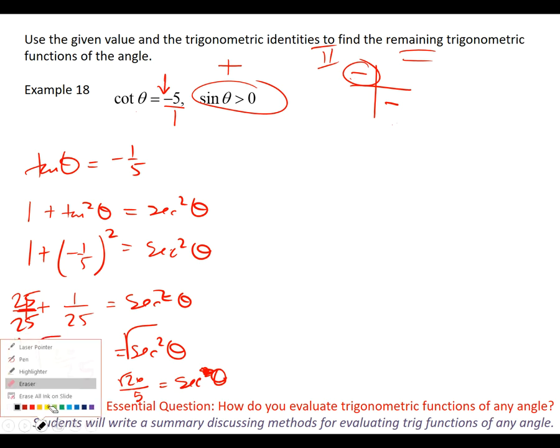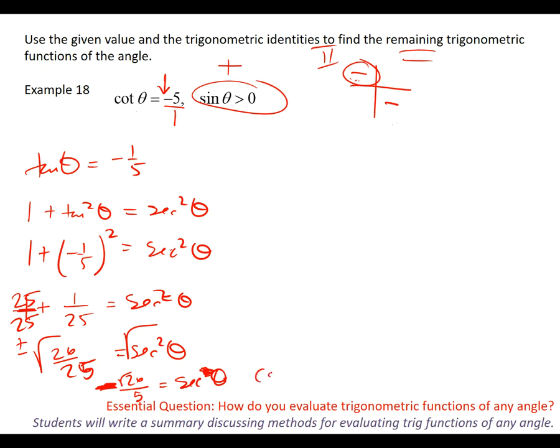So if I'm looking at plus minus, I'm in quadrant 2. Should secant be positive or negative? It should be negative, right? So that should be a minus sign. All right, I've got secant. What do I get for free? Cosine. I just have to flip it, right? So negative 5 over square root of 26. Now we're rationalized, right? So negative 5 square root of 26 over 26.